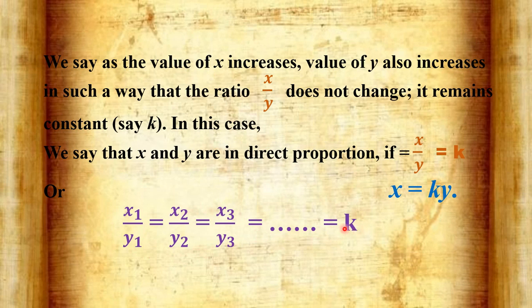So here we have to remember that for two quantities in direct proportion, x upon y is equal to k, or the formula is x is equal to k into y, or we can write x1 upon y1 is equal to x2 upon y2 is equal to x3 upon y3, and so on, for the number of quantities given. So, you understood what direct proportion is. Now on the basis of this direct proportion we will solve one problem.